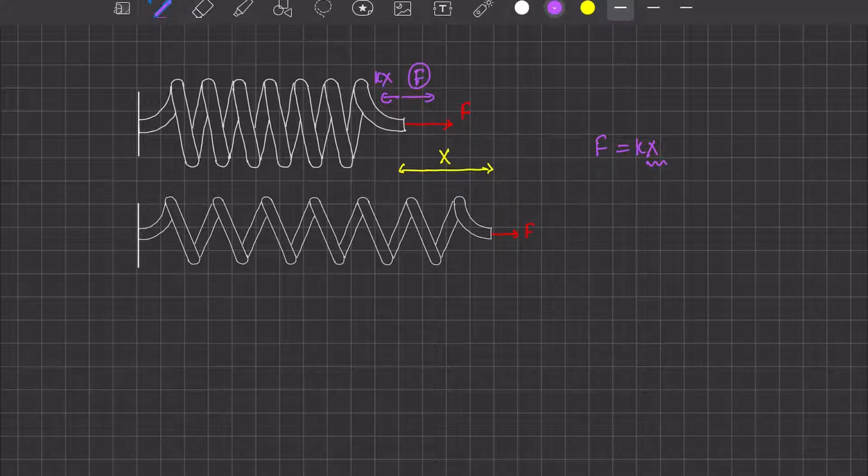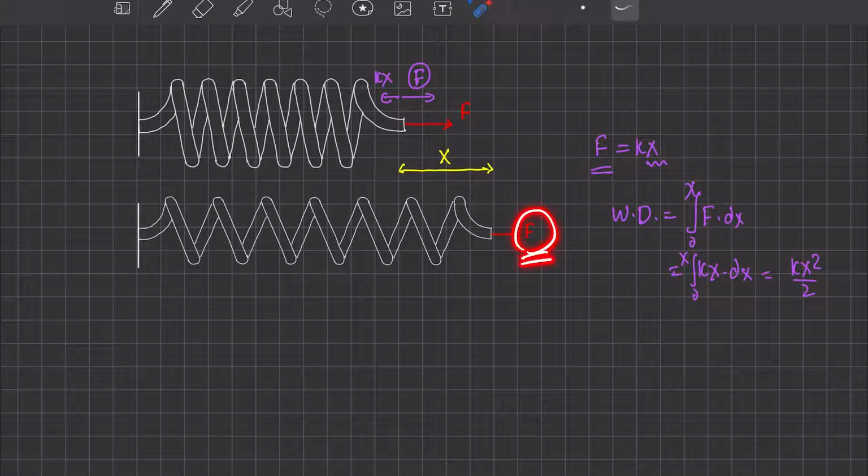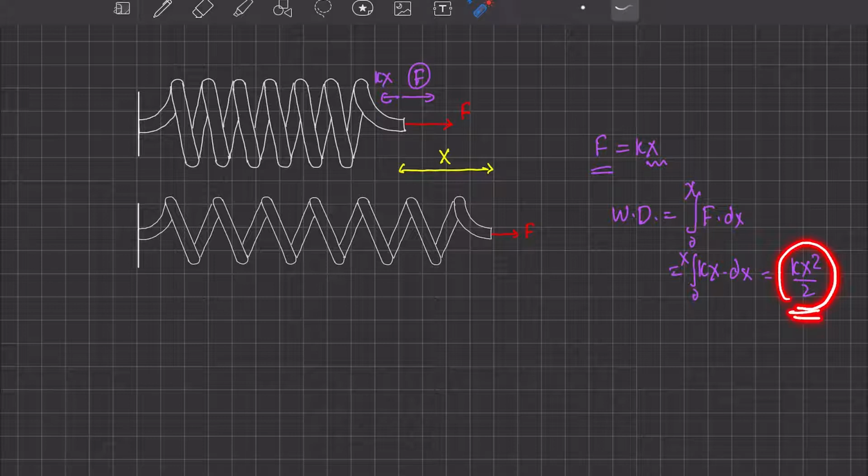So work done by me will be, as F is a variable force here, work done can be written as integral of F dot dx from 0 to x. This gives us integral of Kx dx from 0 to x, which is Kx square by 2, or half Kx square. Hence we can say that the force that I apply on the spring does some work equal to Kx square by 2, and this work gets stored in the spring in the form of spring potential energy.